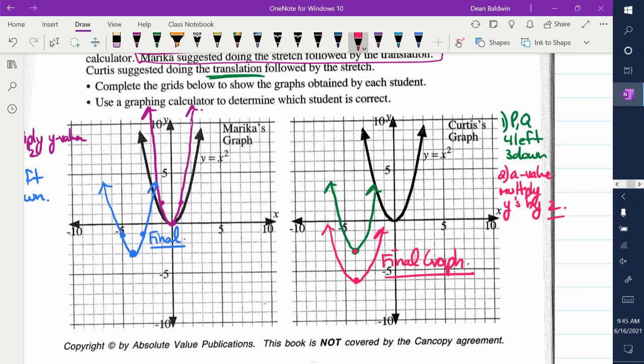Whose graph is right? That is the question. You got 2 different graphs. Which one is right? You're just saying names. Why is it Marika's? That is exactly right.